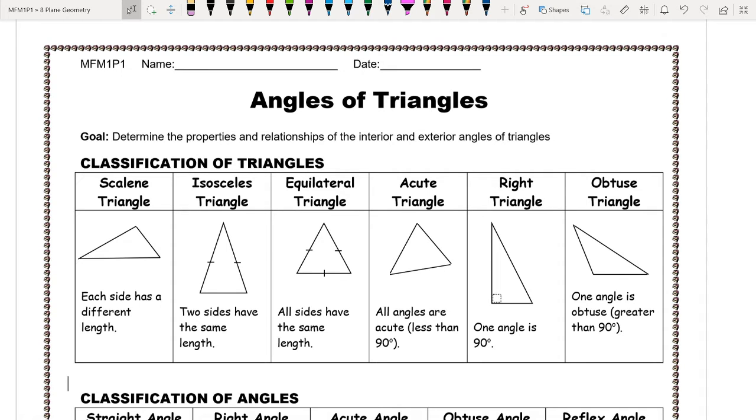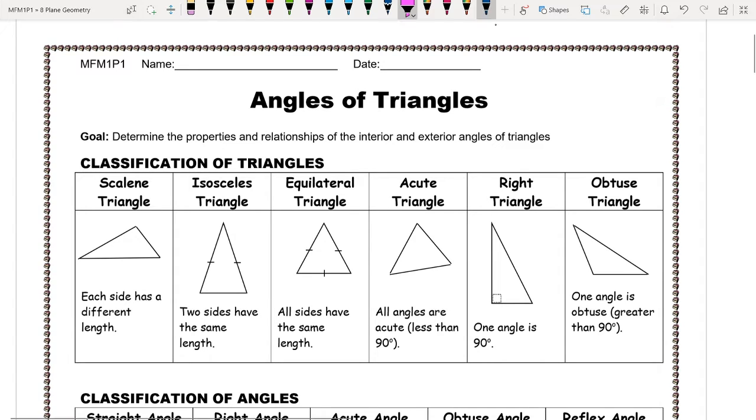Okay, and then an acute triangle is one where all angles are acute. That means they are all less than 90 degrees. So an example of that would be an equilateral triangle where all the angles are actually 60 degrees, as you will learn later on. All of those are less than 90 degrees, so an equilateral triangle would also be an acute triangle. Then we have a right angle triangle.